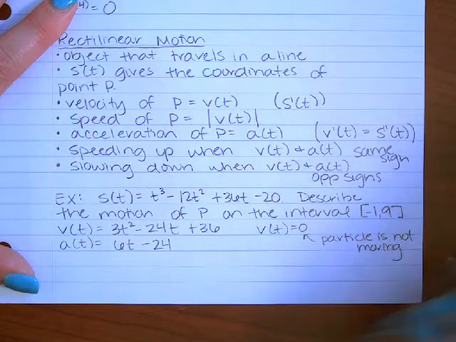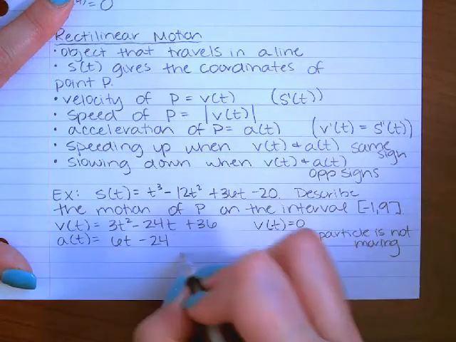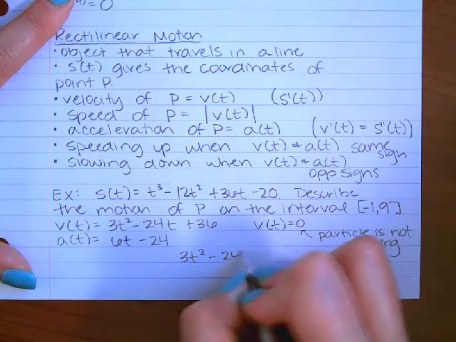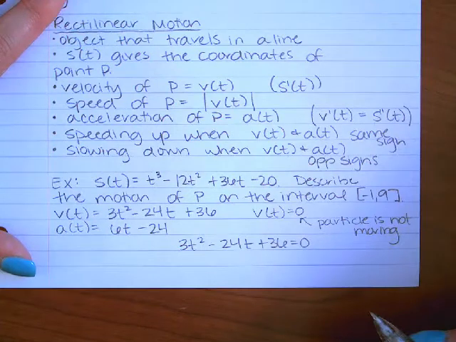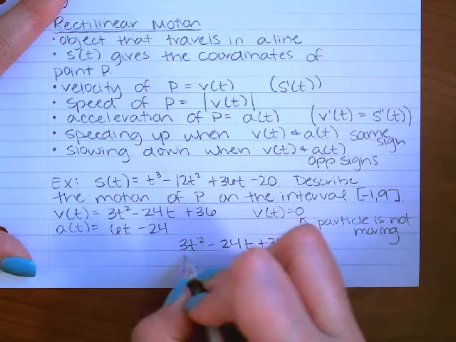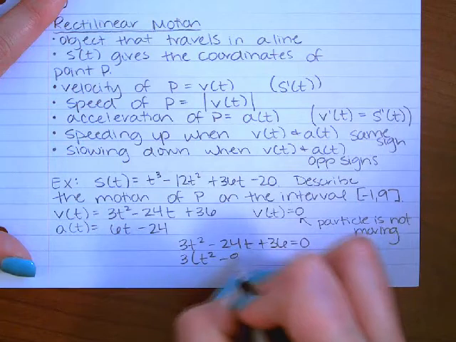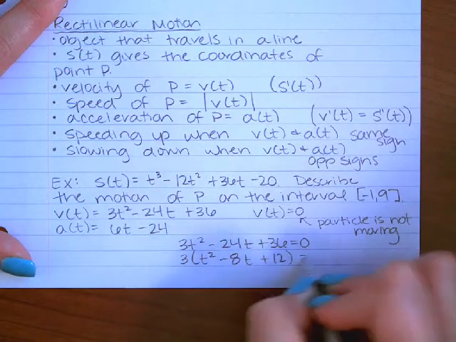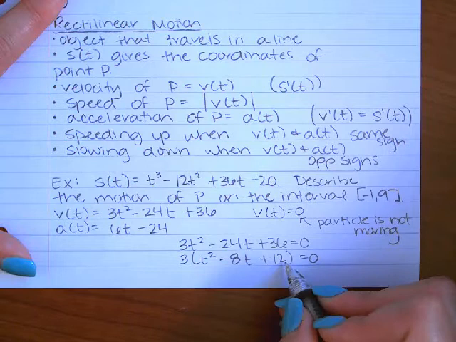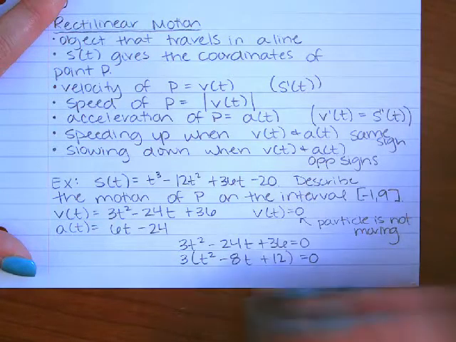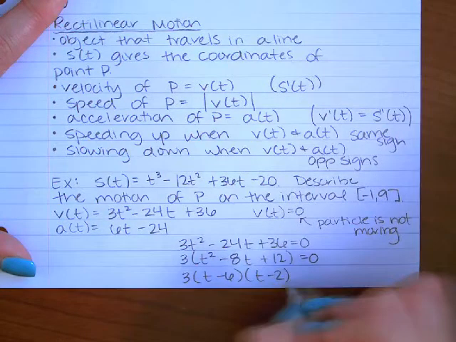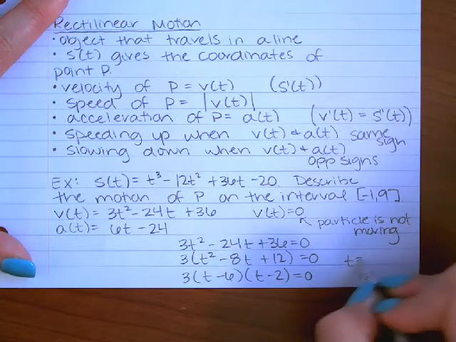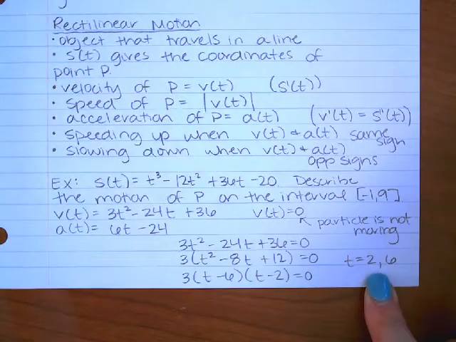And I'm going to go ahead and solve that problem. So 3t squared minus 24t plus 36 equals 0. This is a factoring problem. I can see that each of the terms has a GCF of 3. And now I'm looking for two numbers that multiply to 12 but add to negative 8. All right, so I have 2 and 6. So at those two moments, the particle completely stopped moving. It wasn't moving at all.